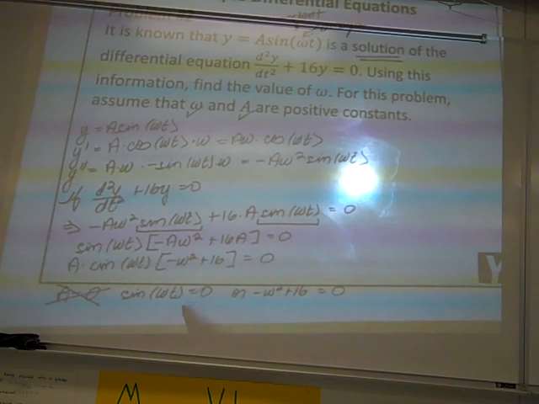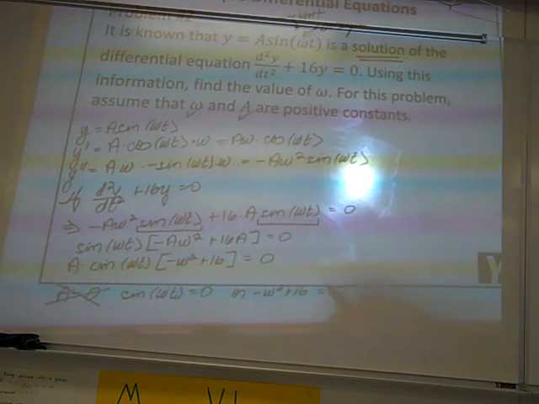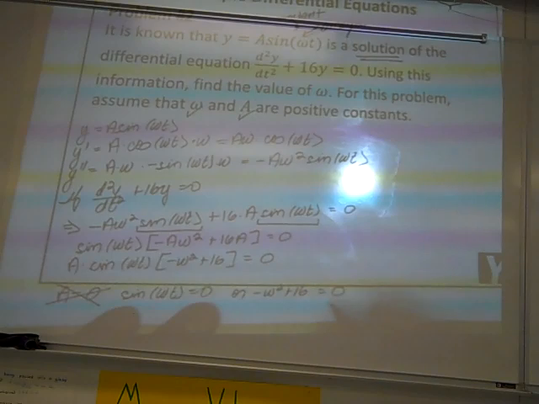Sine of omega times t is equal to 0. Well, that can happen a lot. But what we're looking for is a solution that doesn't depend on t. So we're going to skip over that. I think that was a little hand wavy on my part. What I want to focus on is over here.